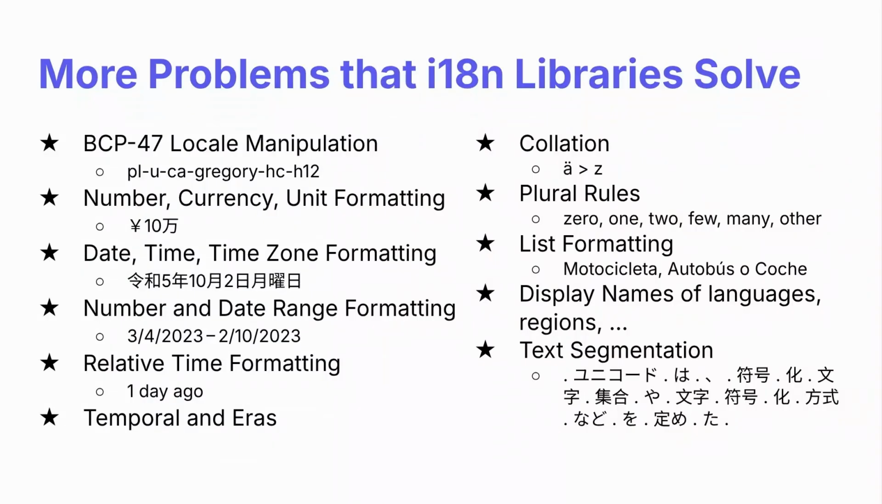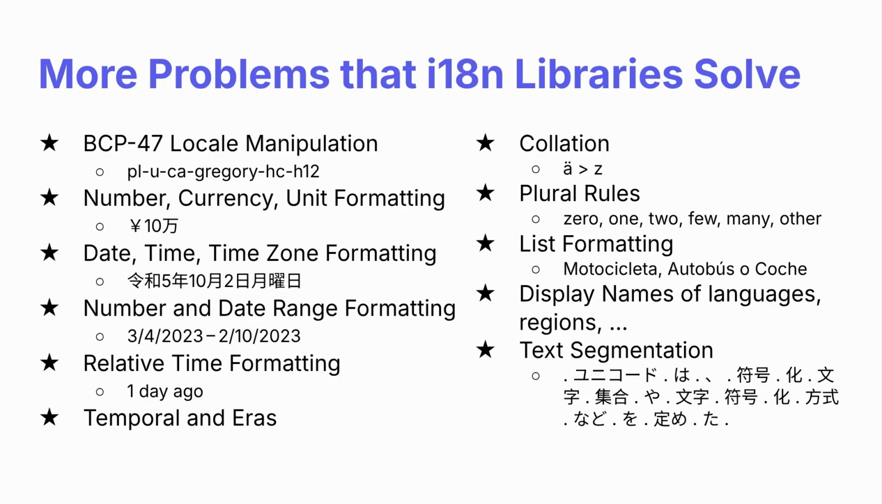Number and date range formatting, which is a subset of date formatting. Relative time formatting is another sort of problem in that category. This is interesting, especially when you start to get to things like 1 day ago, 2 days ago, which have words in some languages but not in other languages. You have to think a lot about inflections. I see some people from the inflections working group here who know a lot about that problem space.